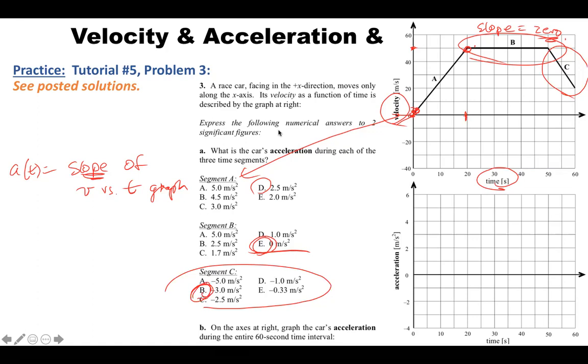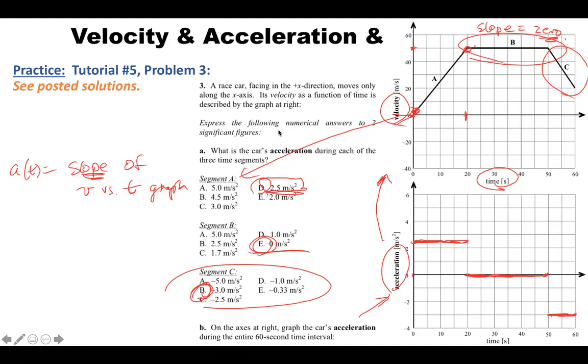Now, if I wanted to graph the acceleration here as a function of time at all times, then what I should do is create a graph that reflects at all times the slope of the velocity graph above. So from 0 to 20 seconds, I need to graph 2.5 meters per second squared. So that would be here. Okay. And then from 20 to 50 seconds, I should graph 0. And then from 50 to 60 seconds, I should graph -3.